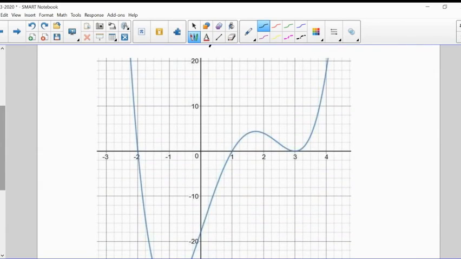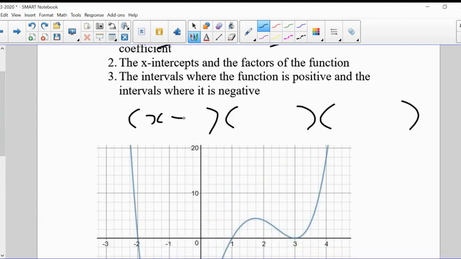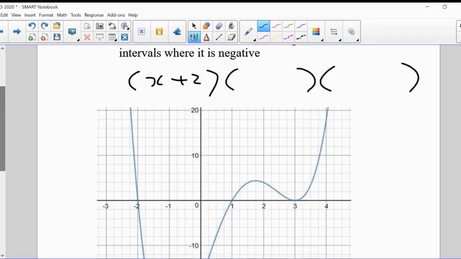Any of the factors. So x plus 2 is one. Okay, I agree. So x plus 2. Any other factor? Let me bring it back down for you. Another factor would be x minus 1 and x minus 3. Good. And that just looks at what the zeros are. The zeros are 1 and 3, which gives me the x minus 1, x minus 3.